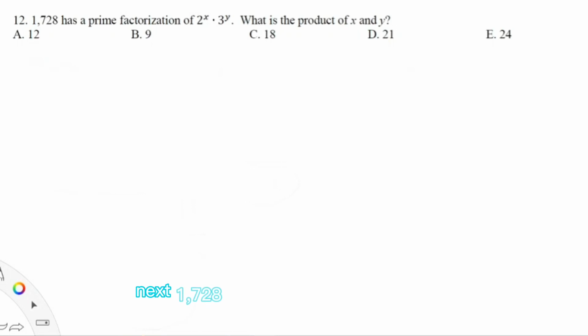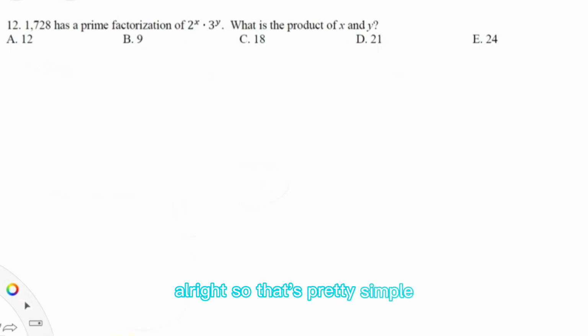Next, 1728 has a prime factorization of 2 power x times 3 power y. What is the product of x and y? Alright, so all we have to do is find the prime factorization of 1728 and then find the exponents and multiply them. Alright, so that's pretty simple.